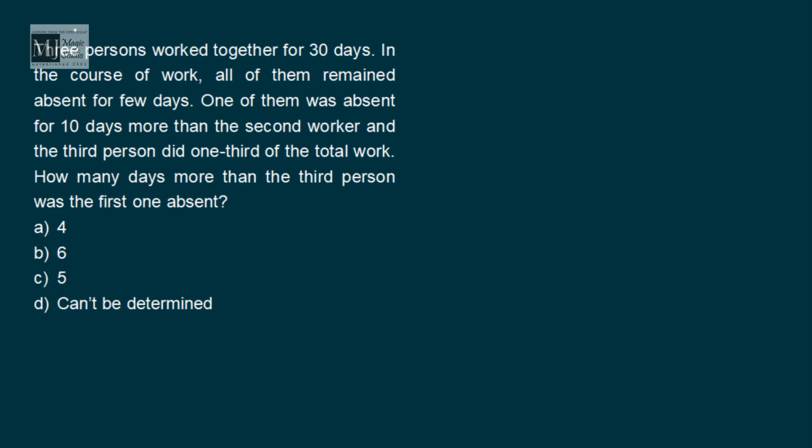A beautiful question from Time and Work to test our concepts. 3 persons, A, B, C, worked together for 30 days. In the course of work, all of them remained absent for few days. So absent, and let this column be for working days.